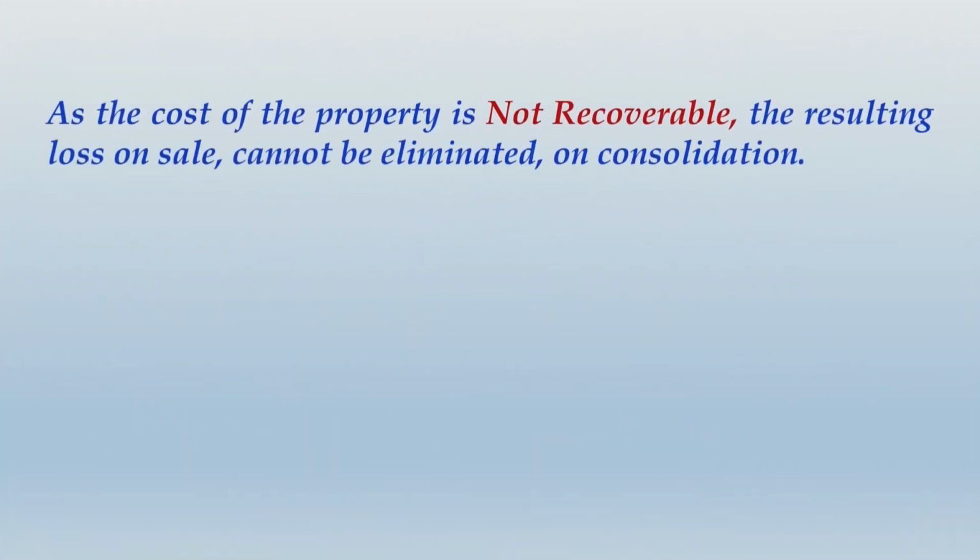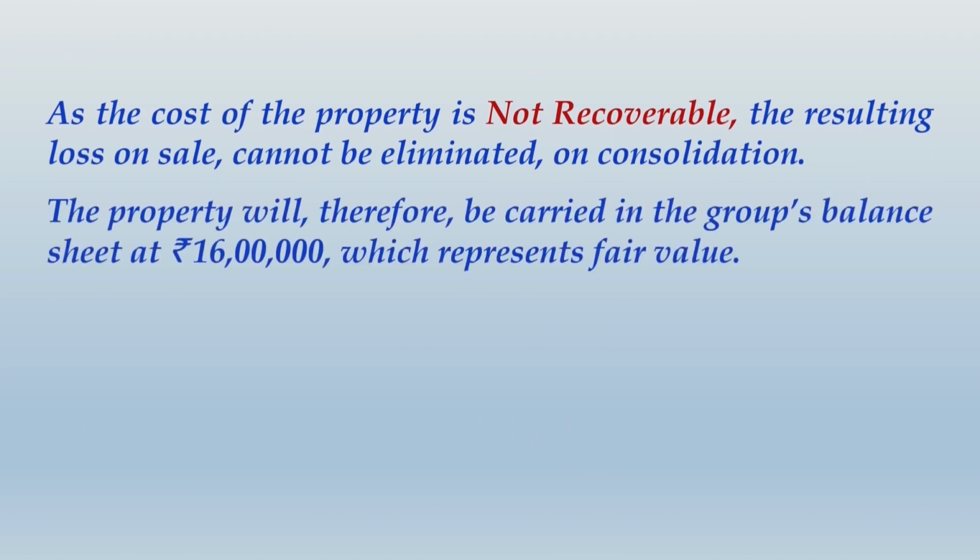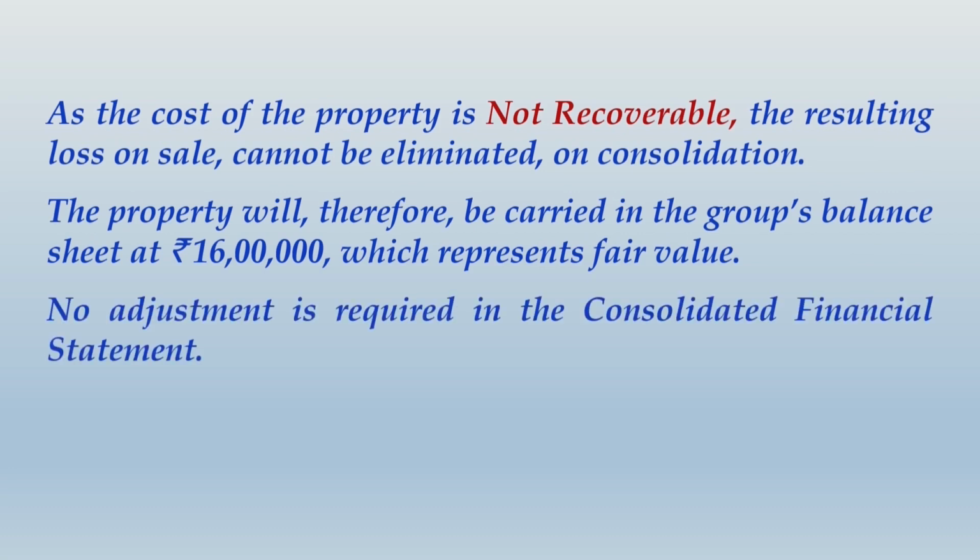As the cost of the property is not recoverable, the resulting loss on sale cannot be eliminated on consolidation. The property will therefore be carried in the group's balance sheet at rupees 16 lakhs, which represents fair value. No adjustment is required in the consolidated financial statements. Why no adjustment is required? Simply because there is an unrealized loss, but you cannot eliminate that unrealized loss, and the reason for not eliminating that unrealized loss is straight given, because the cost for the group is not recoverable. So friends, do one thing, please write up this whole thing, and that will be the completion of this answer.